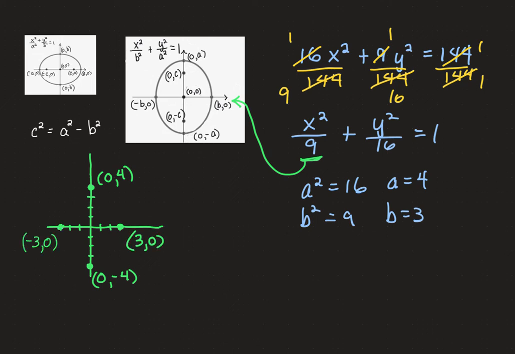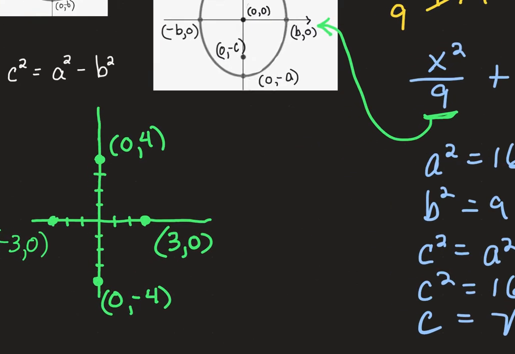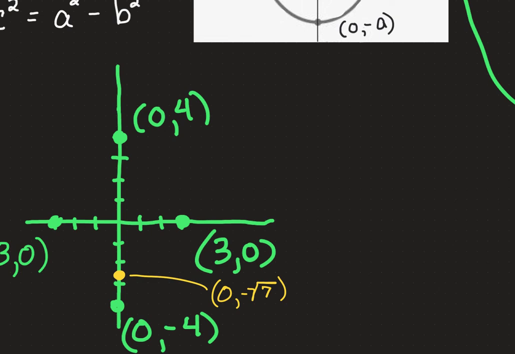We have found our vertices, we have found the endpoints of the minor axis. Now we need to find the foci. Since we know c squared equals a squared minus b squared, we can write that c squared equals 16 minus 9, which equals 7. Therefore, c equals the square root of 7, and the foci are 0, negative square root of 7, and 0, positive square root of 7.